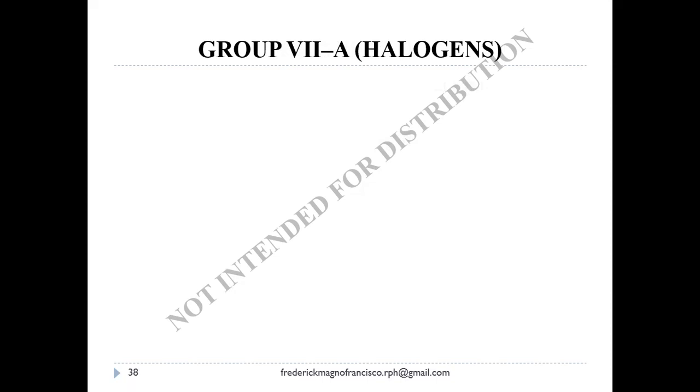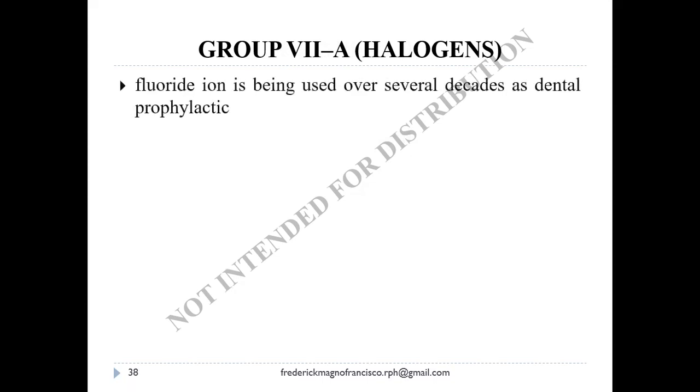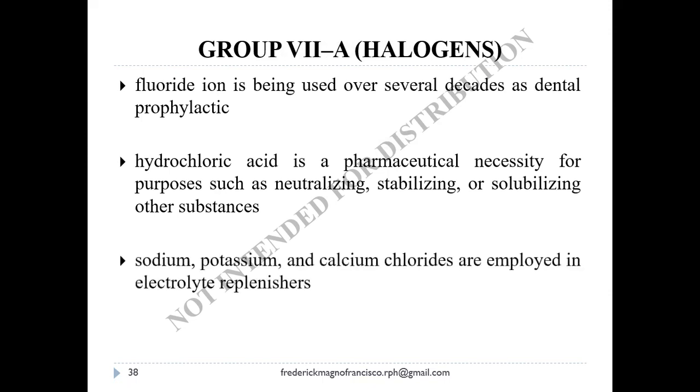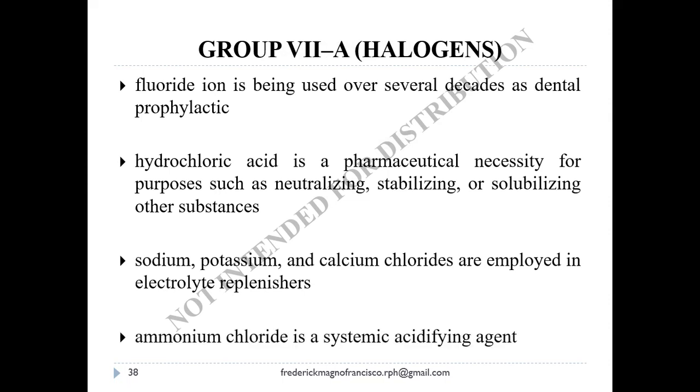Group 7A, halogens. Fluoride has been used for several decades as a dental prophylactic. Hydrochloric acid is a pharmaceutical necessity for purposes such as neutralizing, stabilizing, or solubilizing other substances. Sodium, potassium, and calcium chlorides are employed in electrolyte replenishers. Ammonium chloride is a systemic acidifying agent.